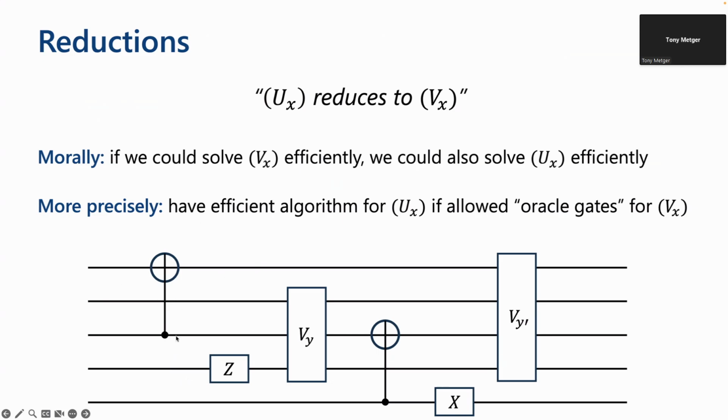This means I write down a circuit, and I have the normal gates and I just specify them. I put a CNOT gate here, I put a Pauli Z gate here. And then I have these special V gates, which are specified by an index Y. The Y doesn't have to be the same as the X. I can use different sized instances. And we say that Ux reduces to Vx if there is an efficient oracle circuit for Ux of this form that has normal gates and then these V gates that we count as one time step in the circuit. Just to check, the Y and Y prime here have to be classically efficiently computable from X? That's a good question. You could go with either.